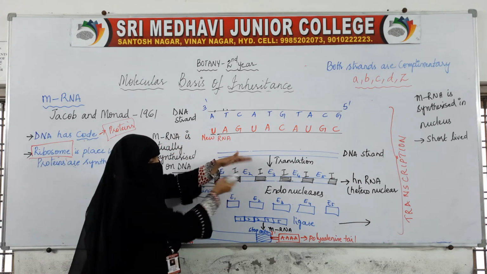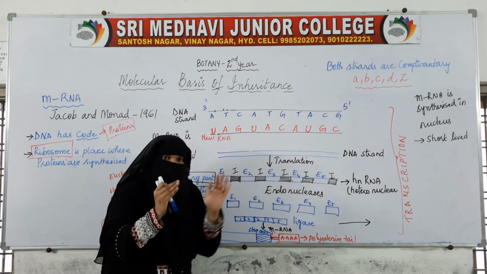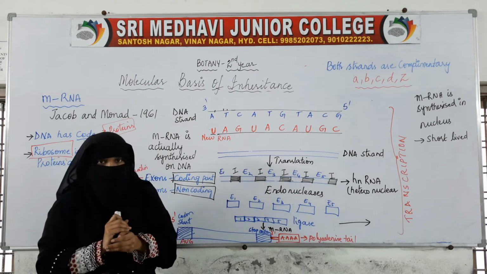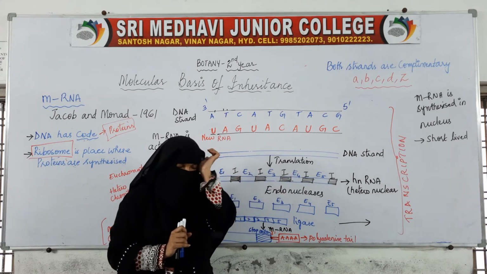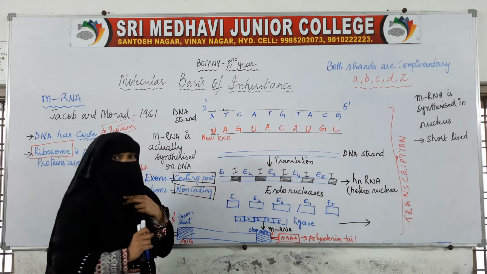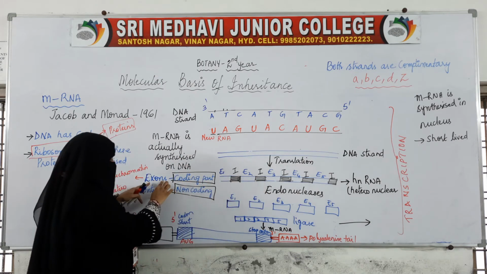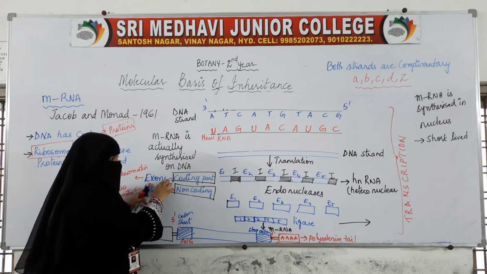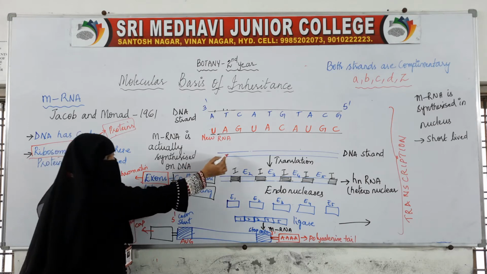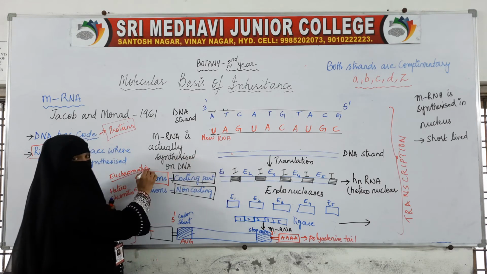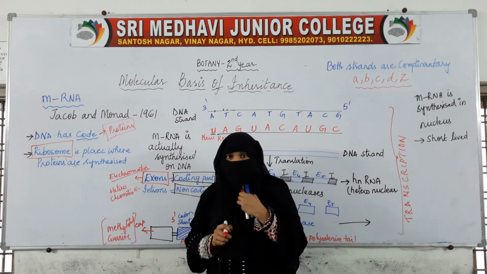Like this, one more strand is there, that is the RNA form. This RNA strand will also have some coding parts and some non-coding parts. The coding part on RNA is called exon. The coding part on DNA is euchromatin, and the non-coding part on DNA is heterochromatin.